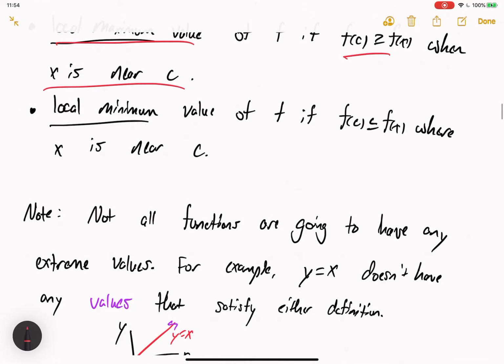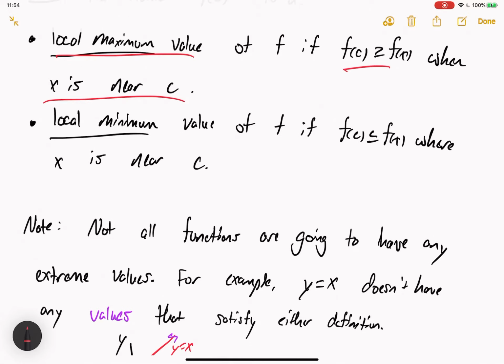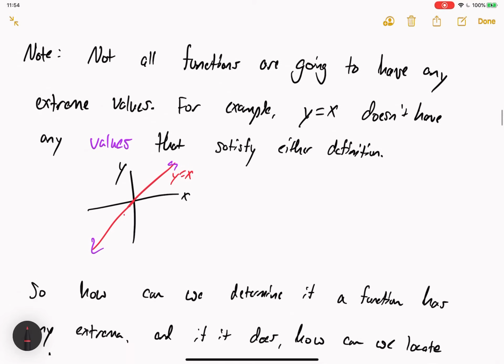Same thing with the local minimum value of f. If f of c is less than or equal to f of x when x is near c, basically it just means you can draw those circles. We could draw a circle around those points, and it becomes like an absolute maximum in that circle.